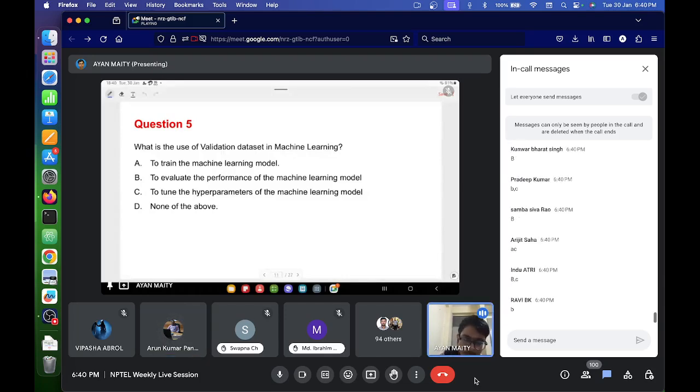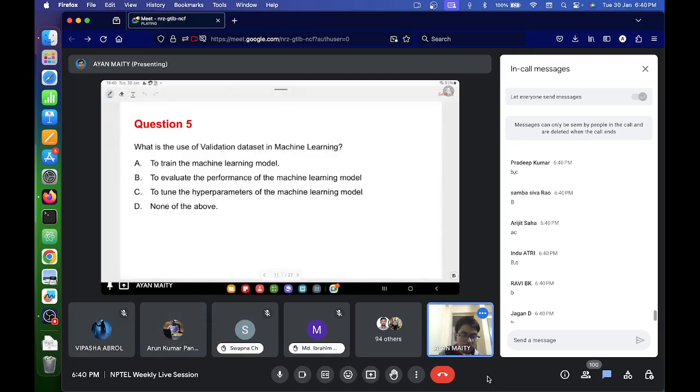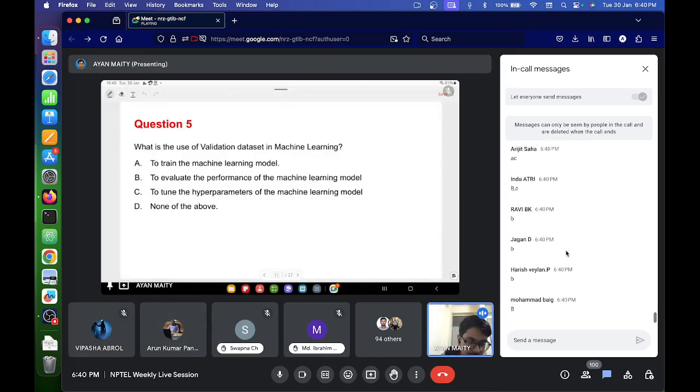Pradeep Kumar is saying B and C. Arijit Shah is also saying BC. Indu is saying BC.